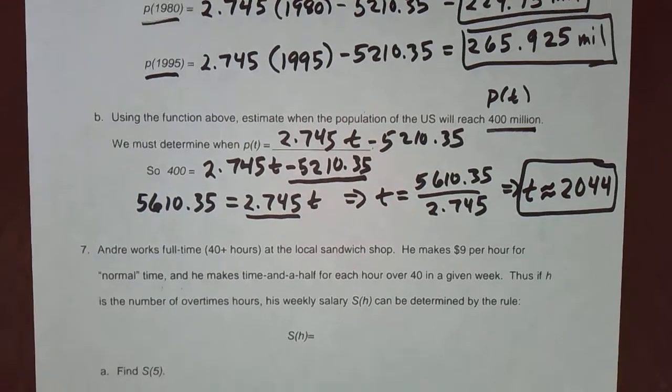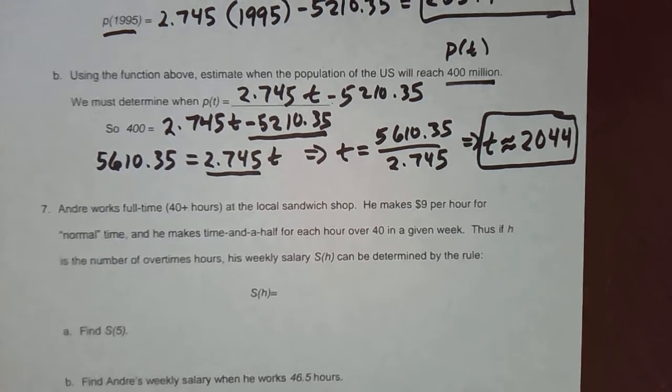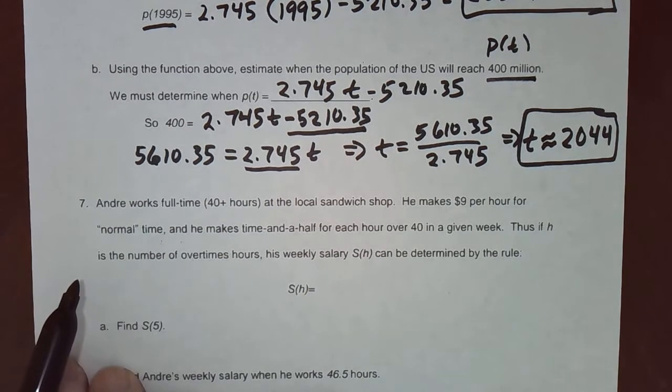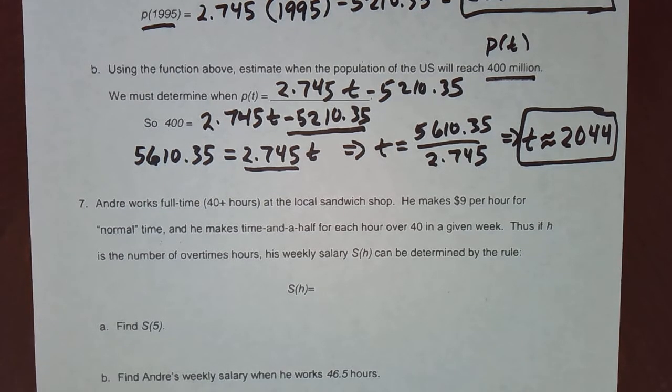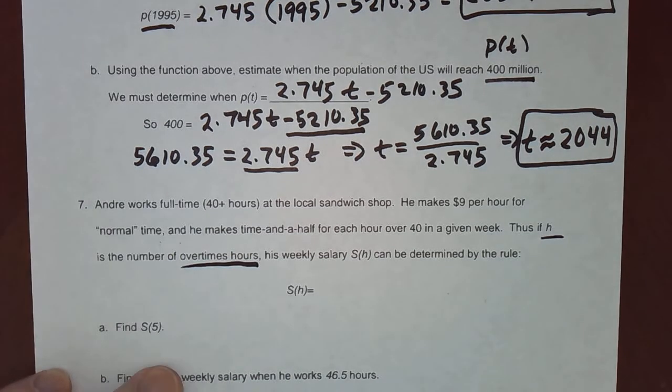Okay, let's look at the next example. Andre works full-time. Full-time usually means at least 40 hours per week at the local sandwich shop. He makes $9 an hour for normal time. That means his first 40 hours he works, he gets $9 per hour. And he makes time and a half for each hour over 40. So every hour you work over 40 hours, he will make time and a half. Thus, if H is the number of overtime hours, his weekly salary S of H could be determined by this rule.